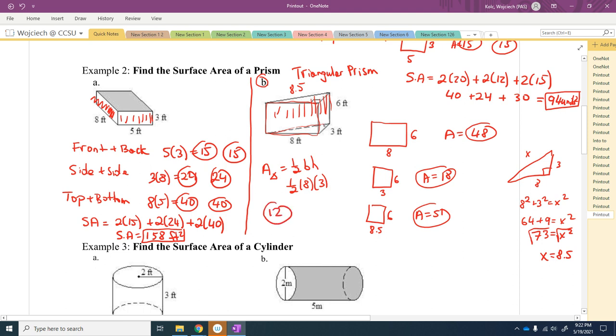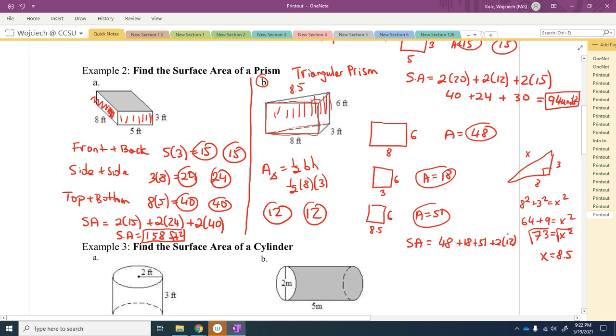But please remember, I have two triangles. The area of the bottom triangle is 12 square feet, but the area of the triangle on top is also 12. So, what is my final answer? My final answer is the sum of the 5 areas. So it will be 48 plus 18 plus 51 plus 2 times 12.